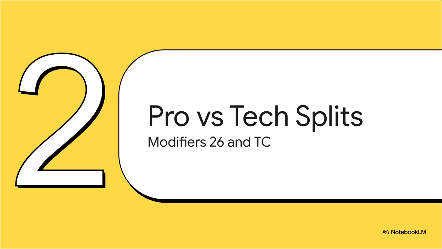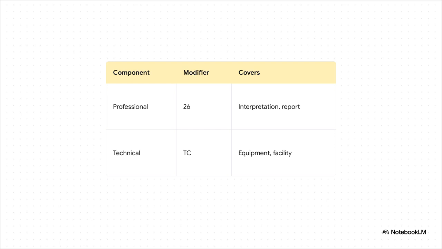Moving on to Section 3, Pro versus Tech Splits. That brings us to modifiers 26 and TC. This bucket is super essential when procedures, especially in radiology and pathology, get split into two distinct billable parts. When we split a procedure like that, who bills for what? Well, look at the table we have here.